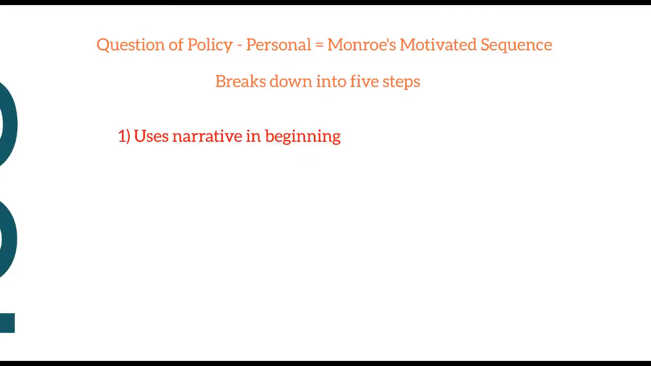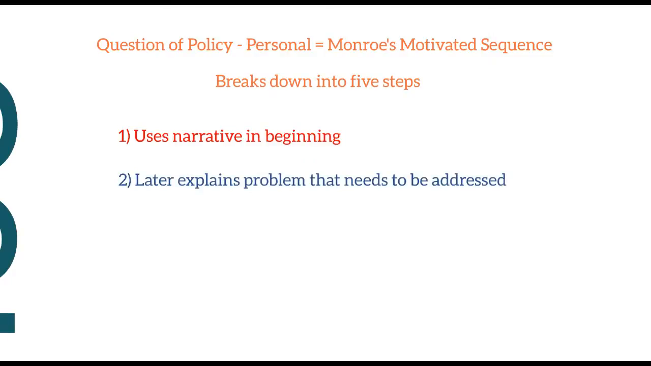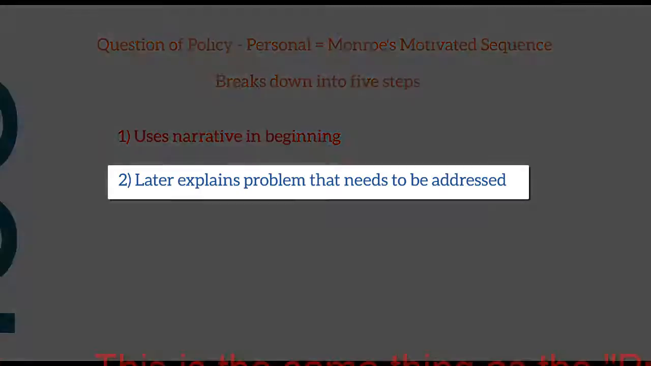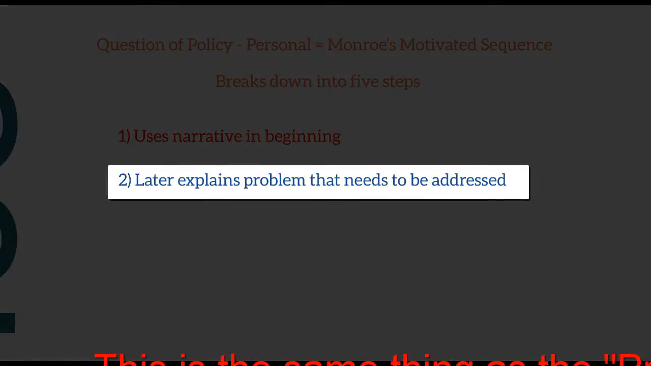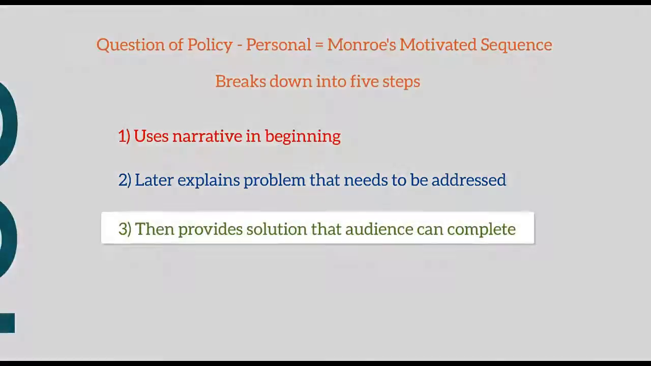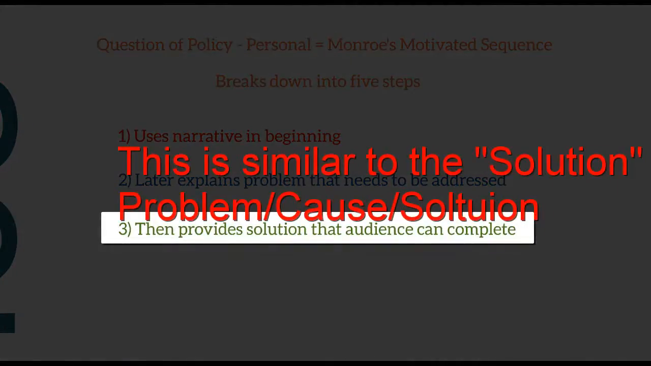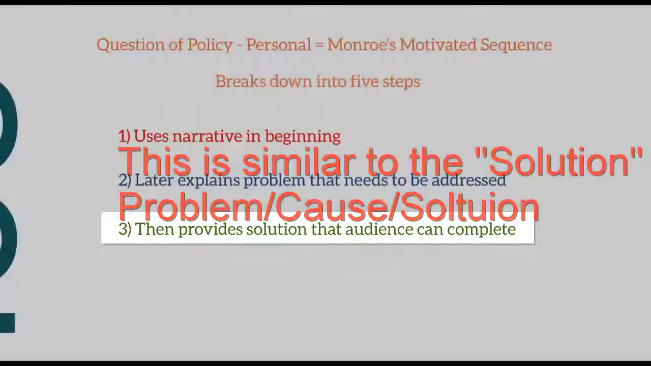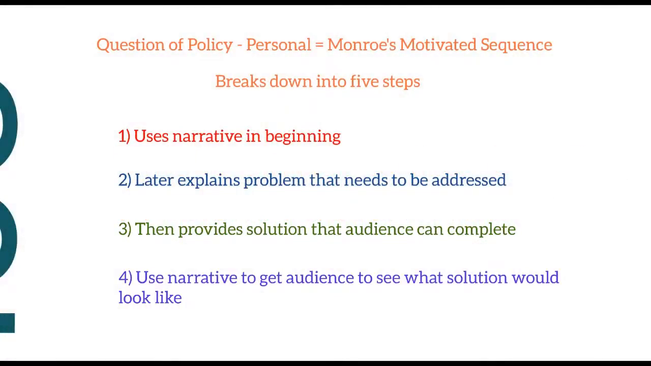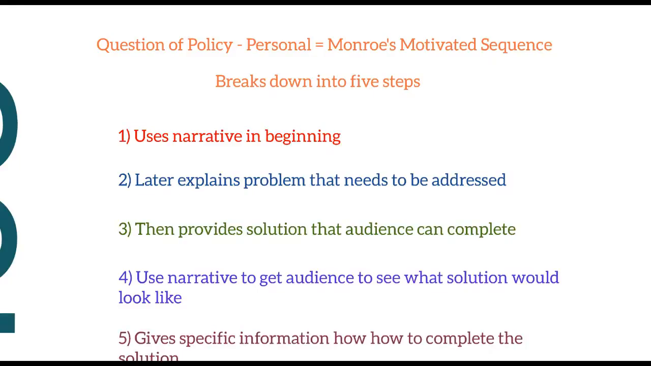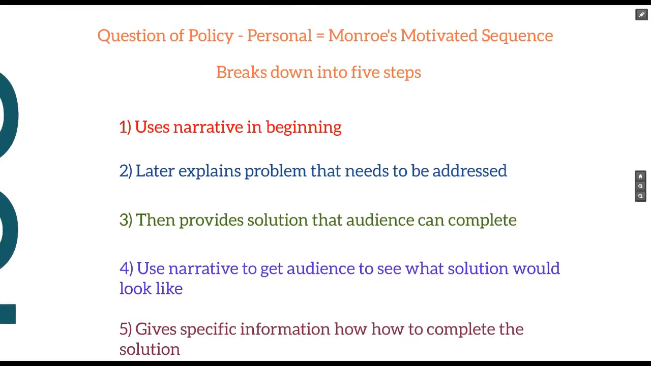So the 5 steps, you're going to use a narrative in the beginning. You're later going to explain the problem that needs to be addressed, similar to the problem step in problem, cause, solution. Then provide the solution that the audience can complete, because remember, this is personal, so it's personal action. The audience has to do something. Then you use a narrative to get the audience to see what the solution would look like, and then you give specific information on how to complete the solution.